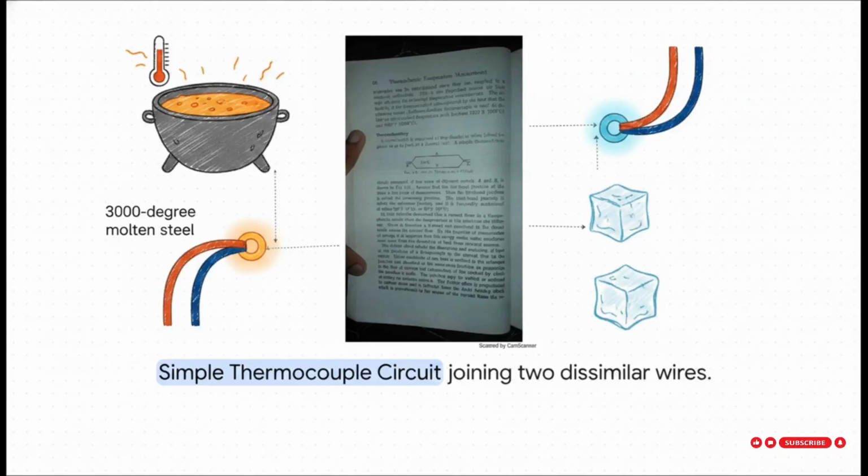The left-hand junction is called the measuring junction. That's the part you stick directly into the 3,000-degree molten steel. The right-hand junction is the reference junction, and that one is kept at a known, much cooler temperature. Because there are zero moving parts, there's absolutely no mechanical dead zone. But wait, how does this actually give us a temperature reading?